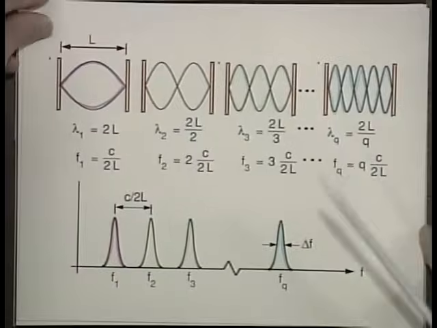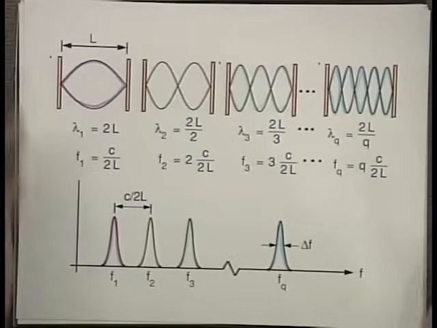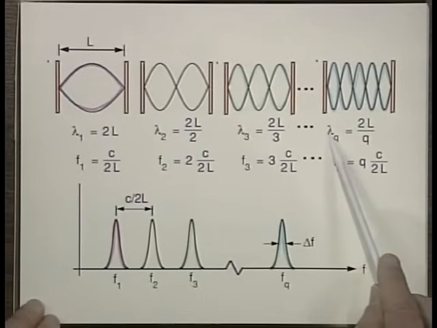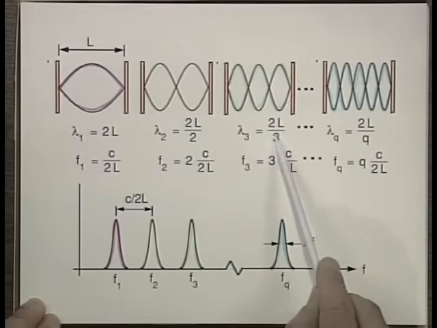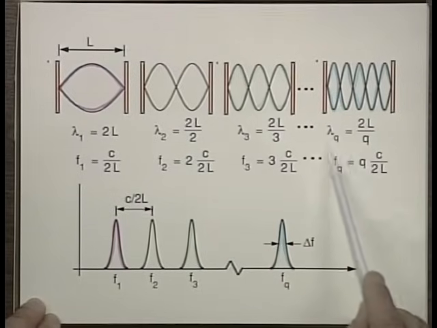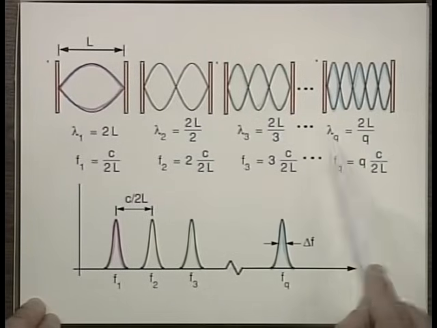And we can go to many more. I'm jumping here to what we call the Qth mode, lambda sub Q. Just because of the way I was doing it previously, you can see that the wavelength will be 2L divided by Q. This is the Q number, just like in here.